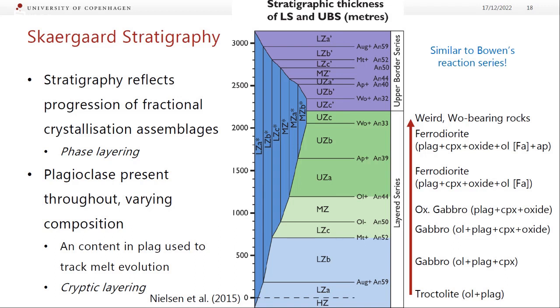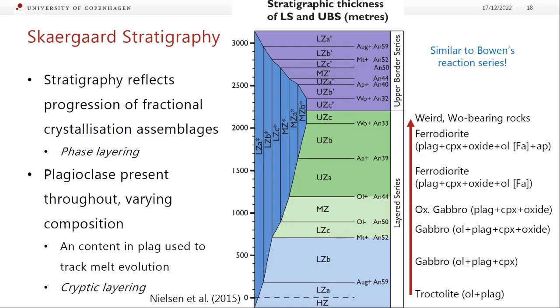And then slightly above that, we have ol minus. So at that point, olivine actually stops crystallizing. So the melt has got too evolved to crystallize olivine. Then it's what you call an oxide gabbro: plagioclase, clinopyroxene, and iron oxides. And then above that, we see a strange thing where olivine actually jumps back in. So there's ol plus. But the composition of these olivines is completely different.